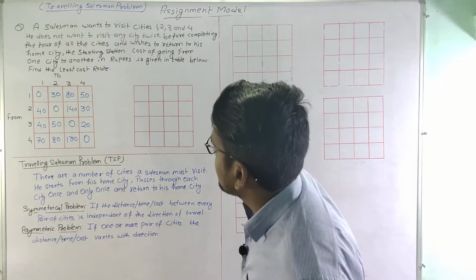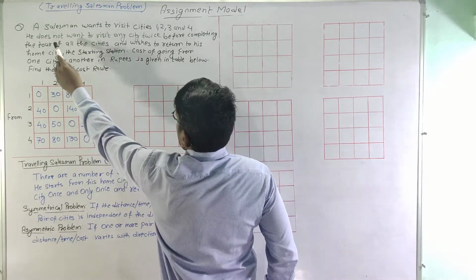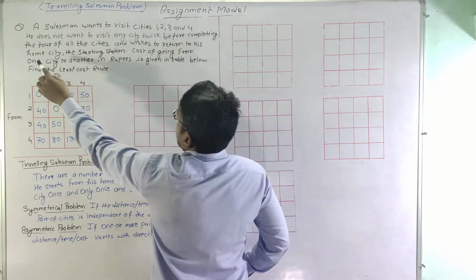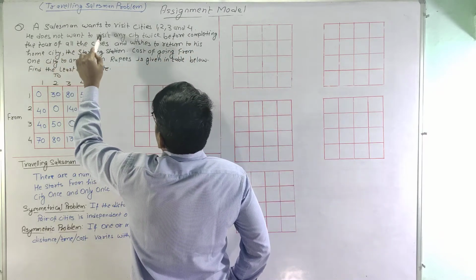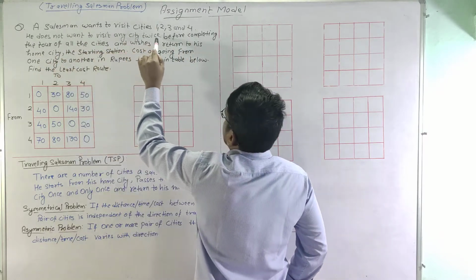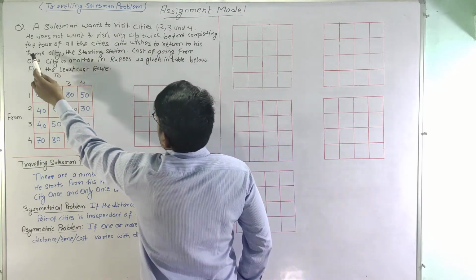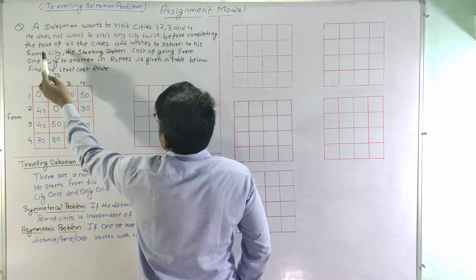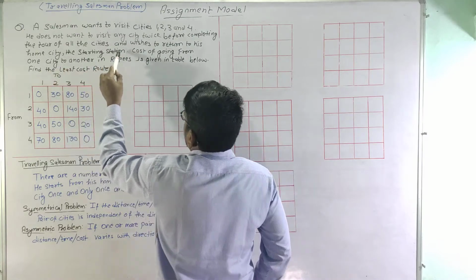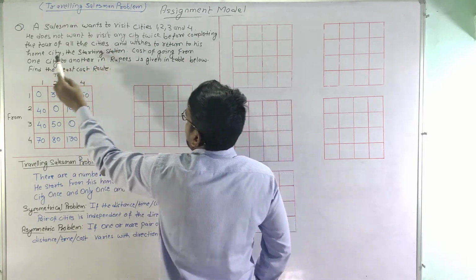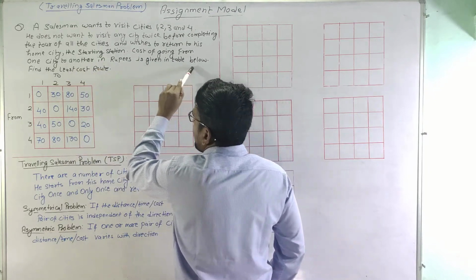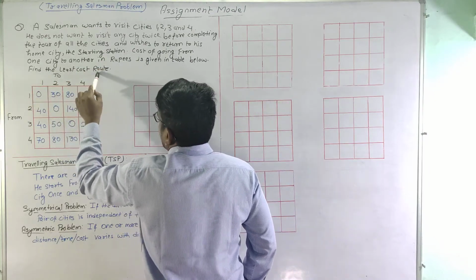The question says that a salesman wants to visit cities 1, 2, 3 and 4. He does not want to visit any city twice before completing the tour of all the cities and wishes to return to his home city, the starting station. The cost of going from one city to another in rupees is given in the table below. Find the least cost route.